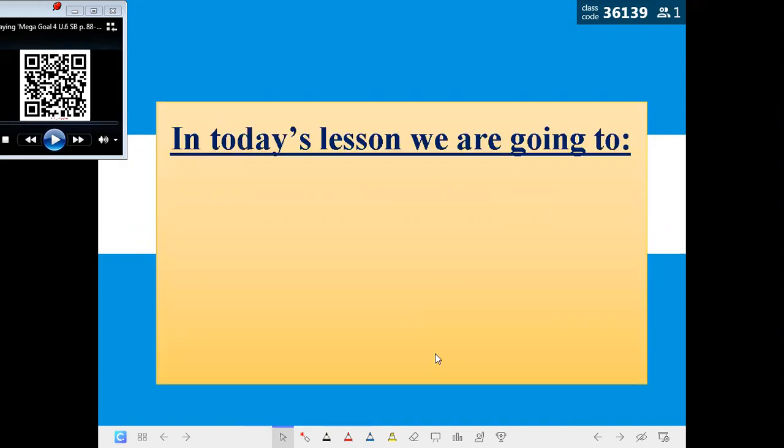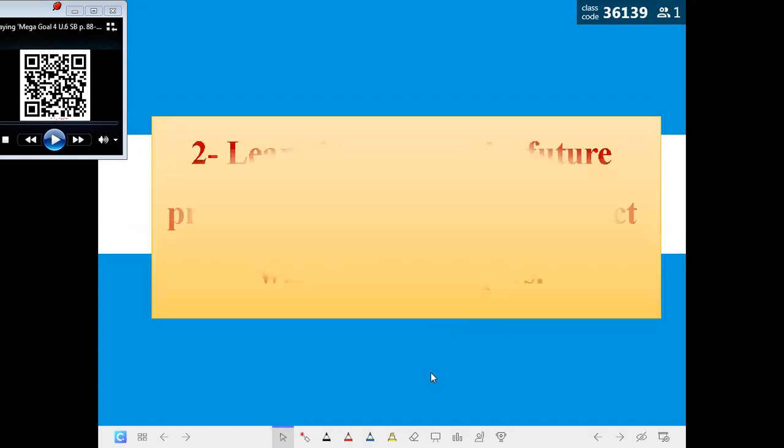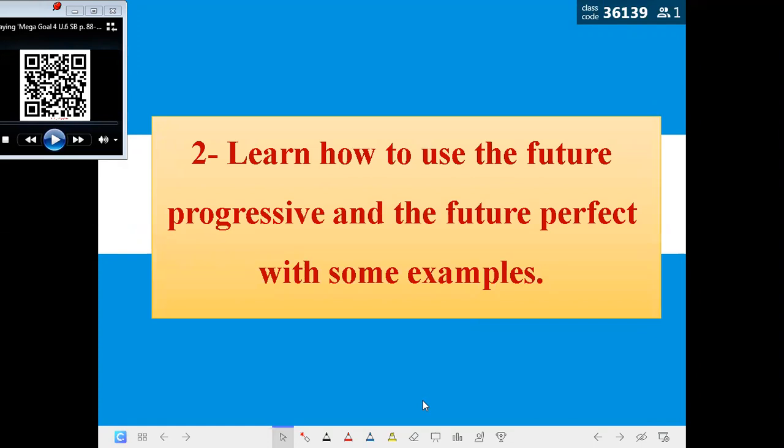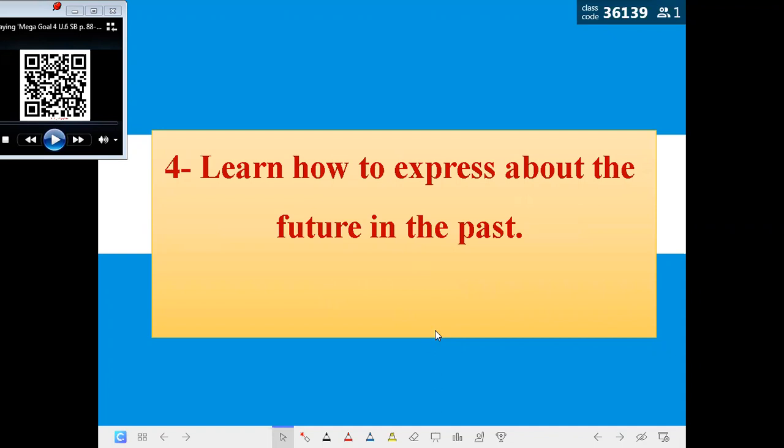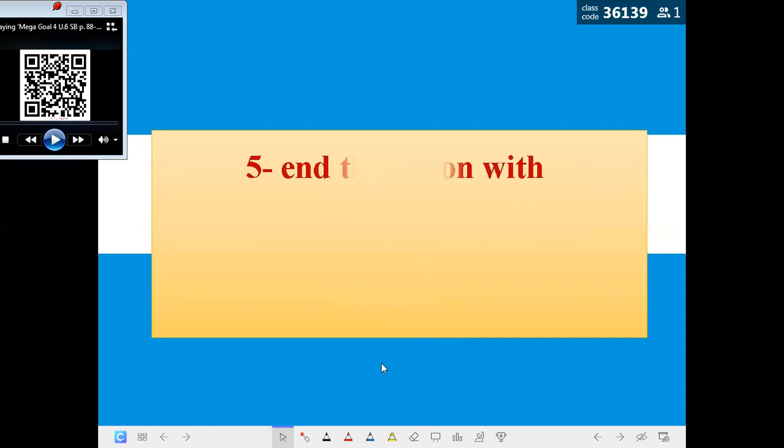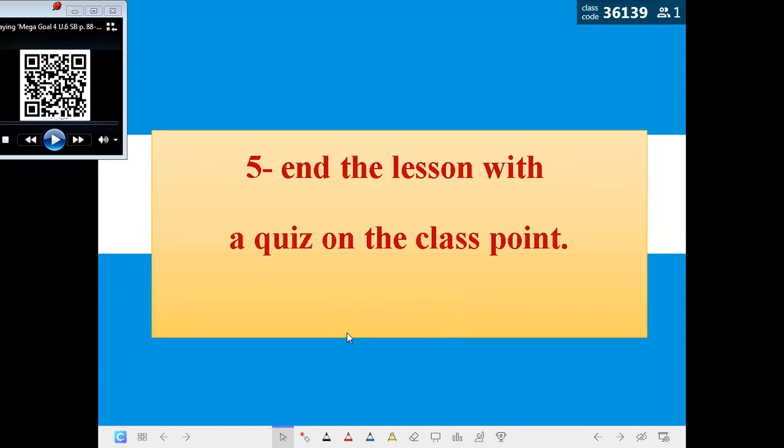In today's lesson, inshallah, we are going to do the following. Number 1, check the homework. Number 2, learn how to use the future progressive and the future perfect with some examples. Number 3, differentiate between used to and be used to with some examples. And number 4, learn how to express about the future in the past. And the last part of the lesson is to end the lesson with a quiz on the class point.